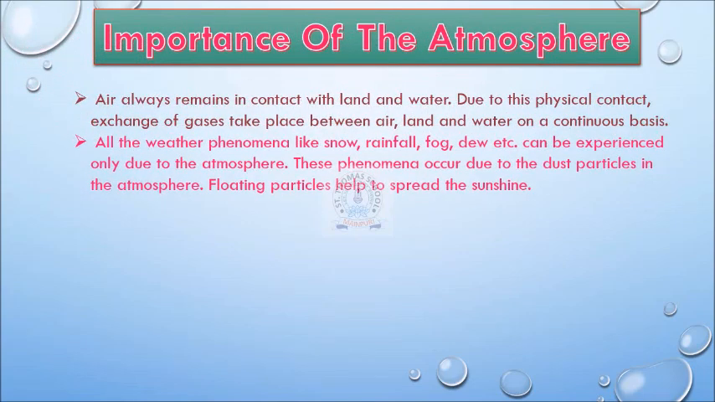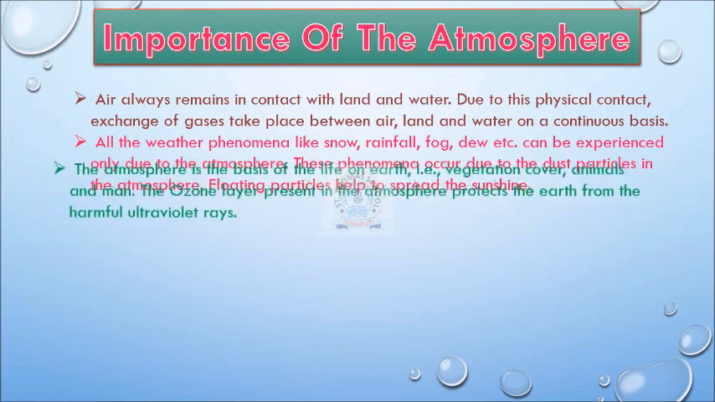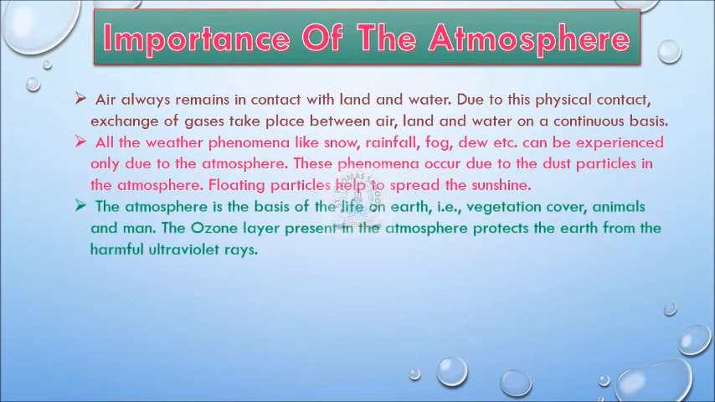All the weather phenomena like snow, rainfall, fog, dew, etc. can be experienced only due to the atmosphere. These phenomena occur due to the dust particles in the atmosphere. Floating particles help to spread the sunshine. The atmosphere is the basis of the life on Earth, that is vegetation cover, animals and man.